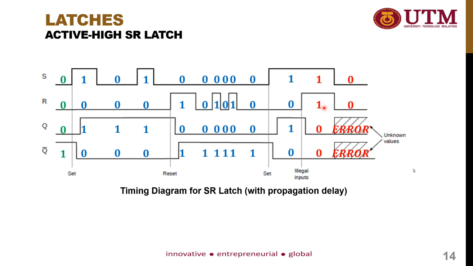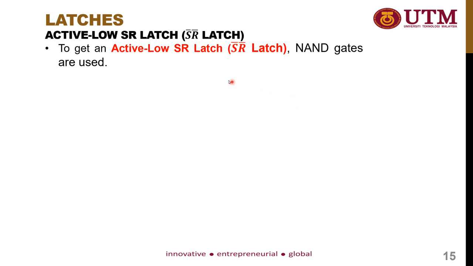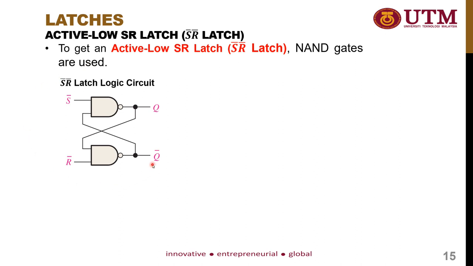Next, I will show you the next type of SR latch, which is the active low SR latch, also known as the S bar R bar latch. To get an active low SR latch, we need to use NAND gates. So this is the S bar R bar latch logic circuit. In this circuit, it has some differences compared to the active high SR latch. I've mentioned and explained to you what the differences are. Okay, what are the differences between both circuits?